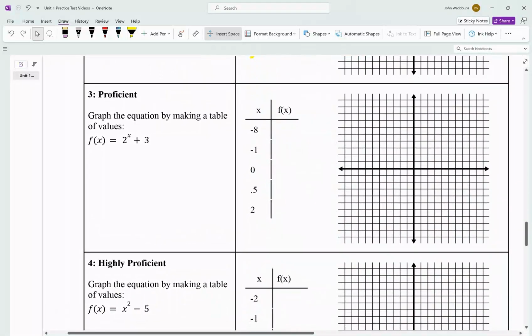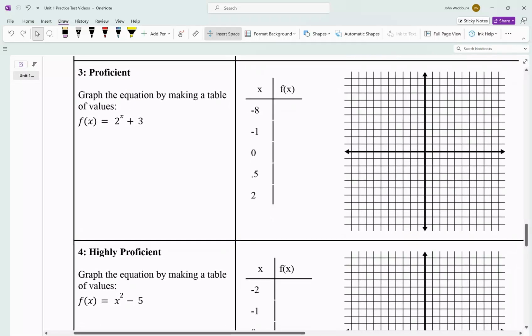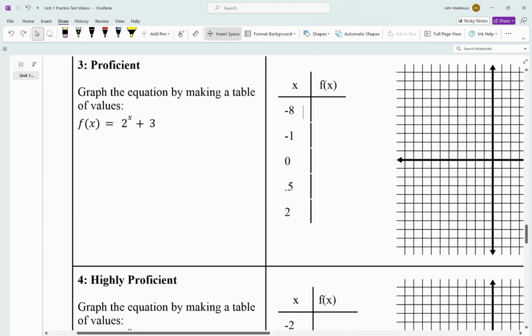This is at the proficient level, and we've been asked to graph this equation by making a table of values. They've given us f of x is equal to 2 raised to the x power plus 3. And they have given us some values. They've helped us out by providing us with x values. If they had not, we could have given the x values, and that's something that we would often do. But to help us out here a little bit, once we're getting started, they just gave us the x values.